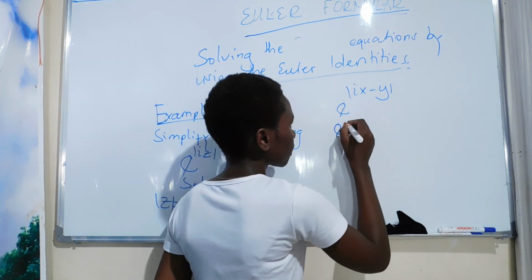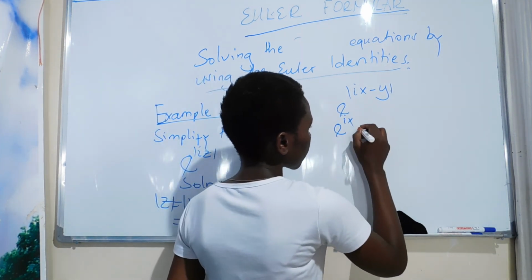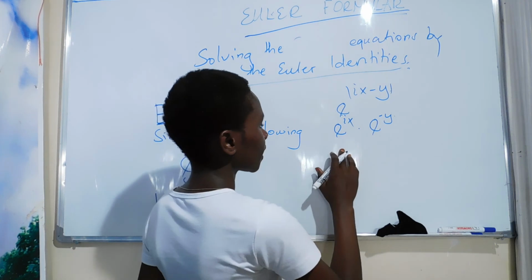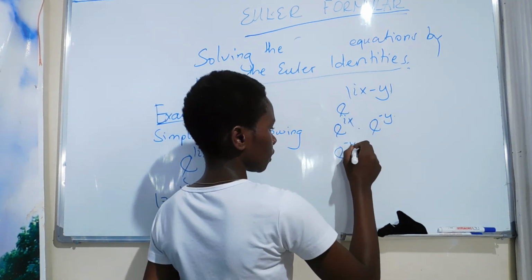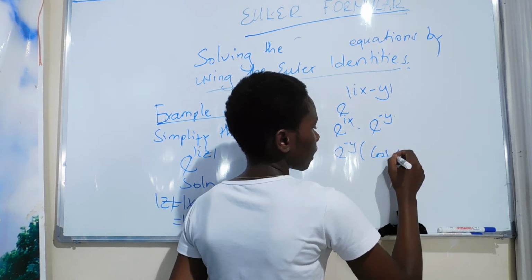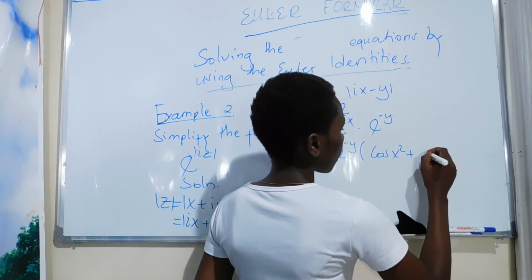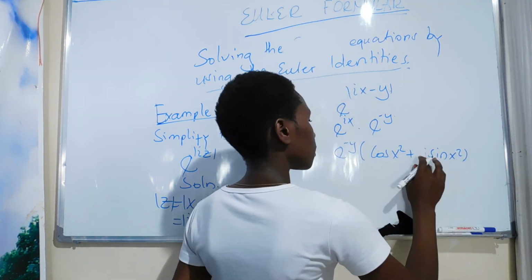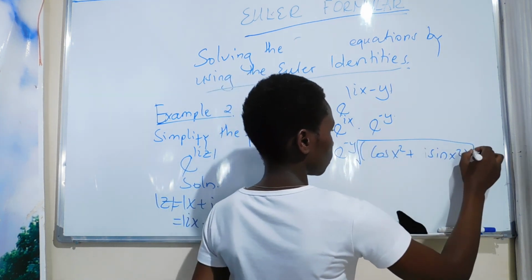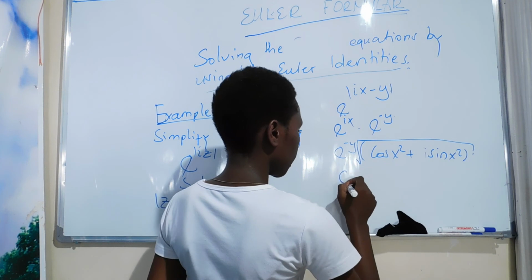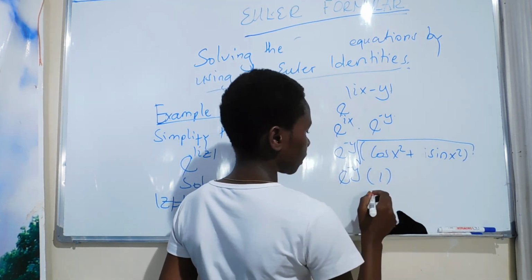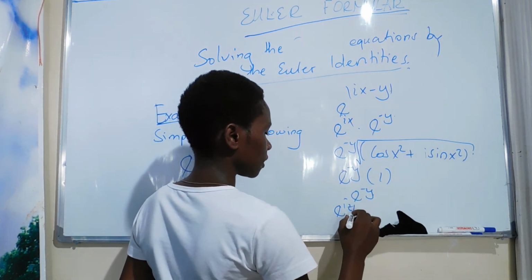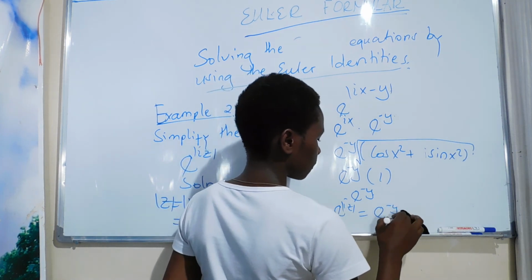So it will be e^{ix} times e^{-y}. So from there I will write this as e^{-y} times the absolute of cos x plus i sin x, inside the absolute. But this inside the absolute has modulus 1. It means e^{-y} is the same as writing 1 times e^{-y}. So e^{iz} in absolute value is equal to e^{-y}.